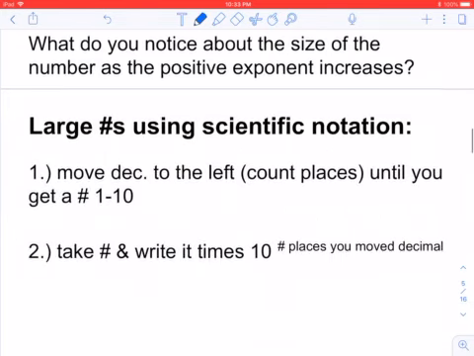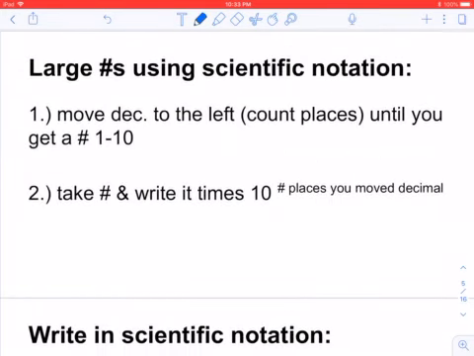Okay. All right, let's talk about large numbers using scientific notation. So we're going to move the decimal to the left, counting the places until we get a number between 1 and 10. And then we're going to take that number and write it times 10 to the number of places we moved the decimal. Okay, that's going to make no sense at all until you actually look at it. Here we go.